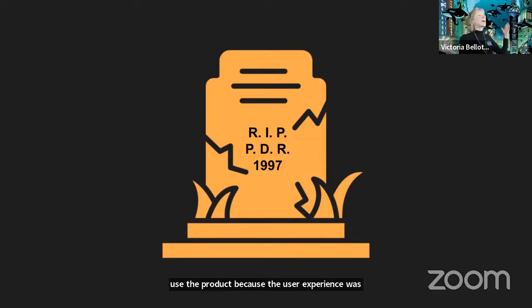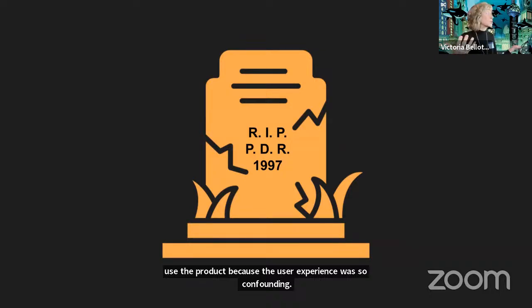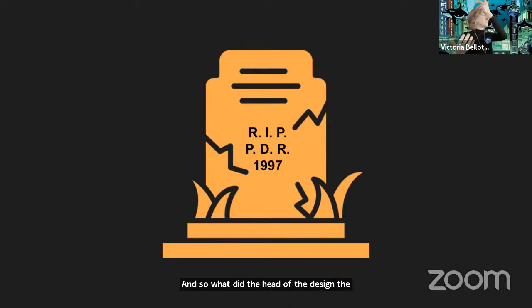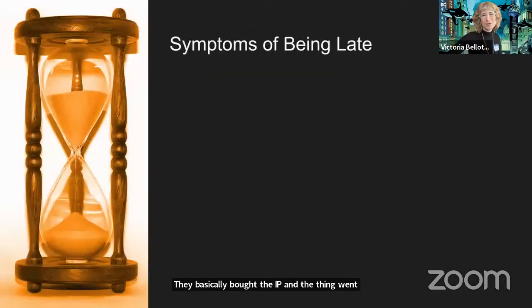And so what did the head of the design, the product manager, say? Get rid of her. This is going to be design driven, not requirements driven. End of problem. You never saw this product, right? The company was sold for parts to Microsoft. They basically bought the IP and the thing went away. So, that can happen when you bring in research late.